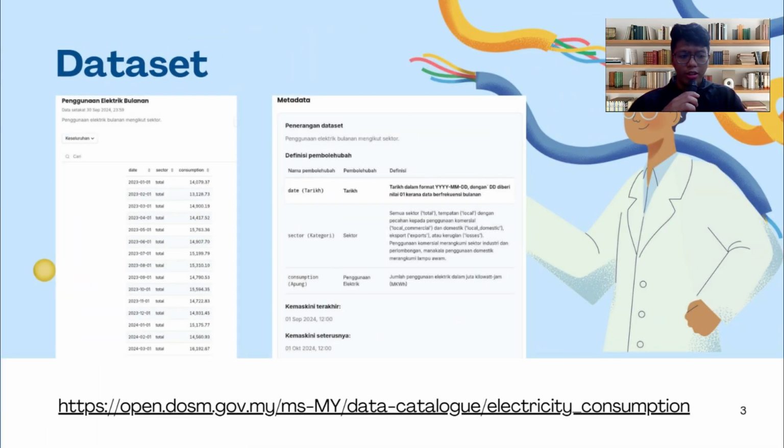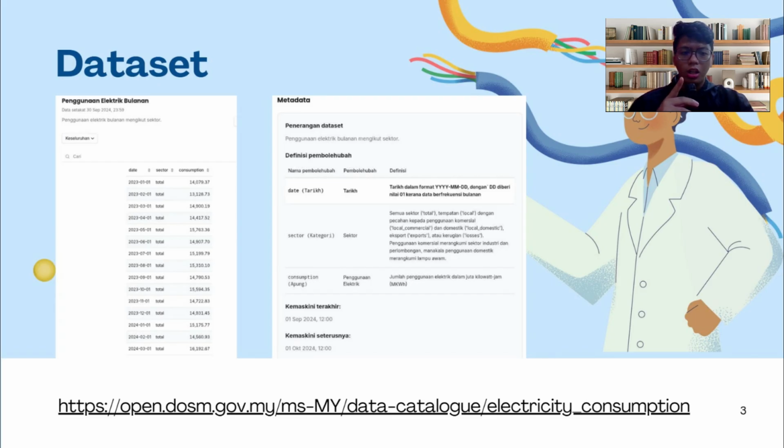For the next slide, this slide presents the data sheet used in this analysis. The data is obtained from the Department of Statistics Malaysia through the Open Data Portal, by the link at the bottom of the slide. The data contain monthly electricity consumption data in Malaysia, including variables such as date, sector, and total electricity consumption measured in kilowatt-hours.